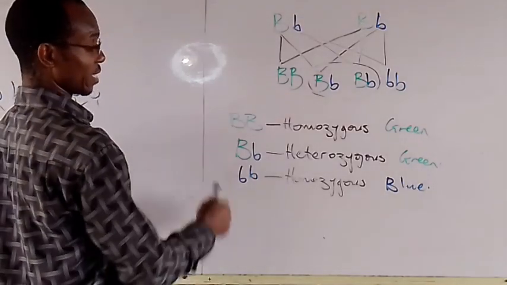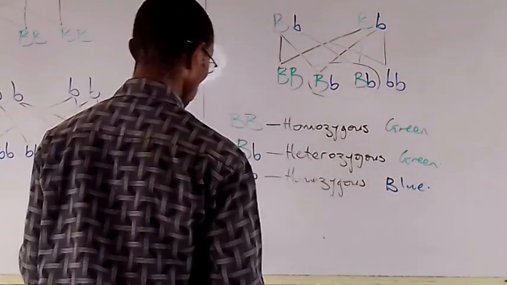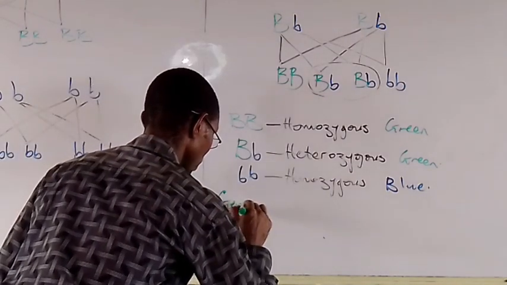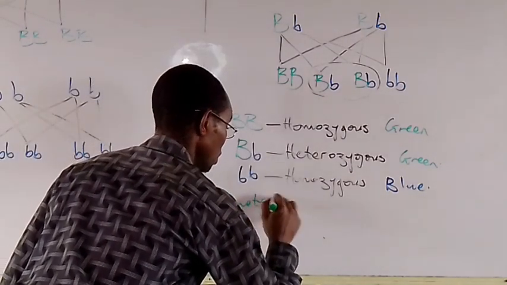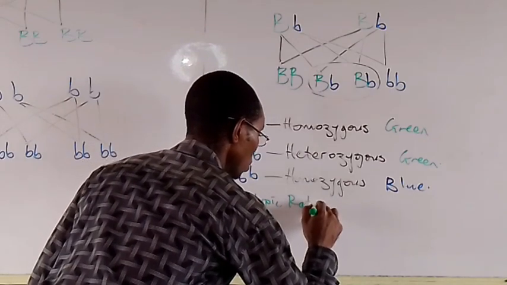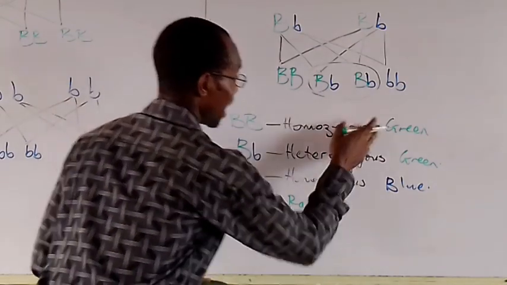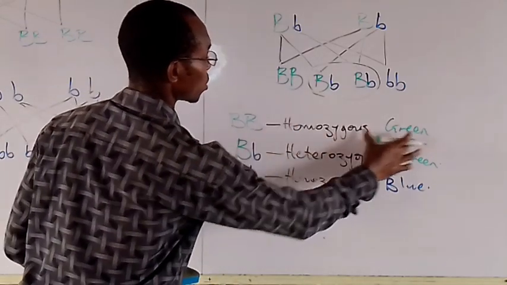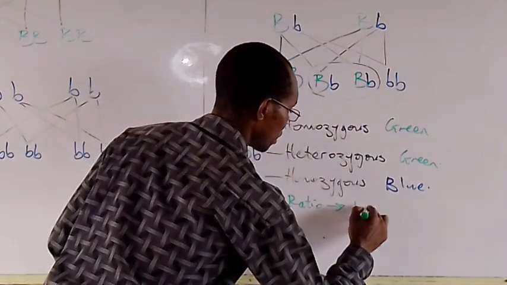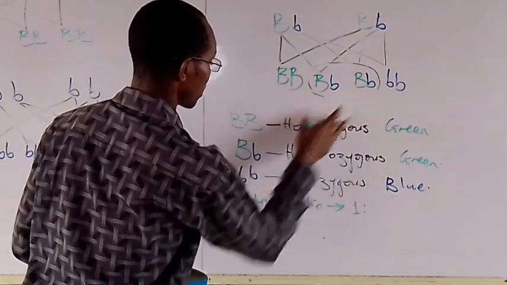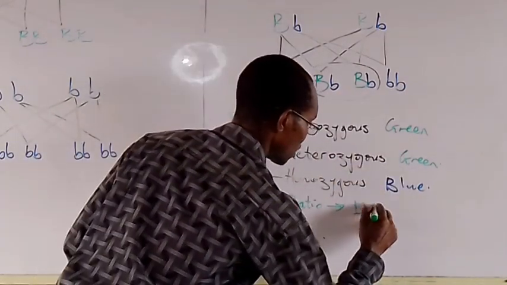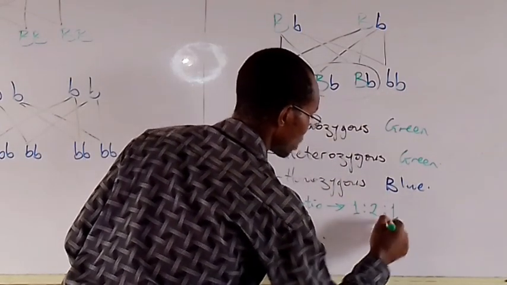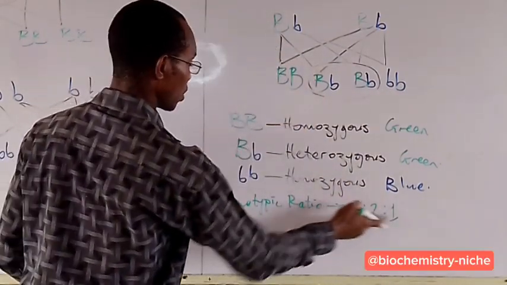So this is the genotype, and then we have the genotypic ratio. The genotypic ratio is going to look like this. We have one of the homozygous green, so it is one ratio. We have two of this, that's the heterozygous green, and then one of the homozygous blue. So this is the genotypic ratio.